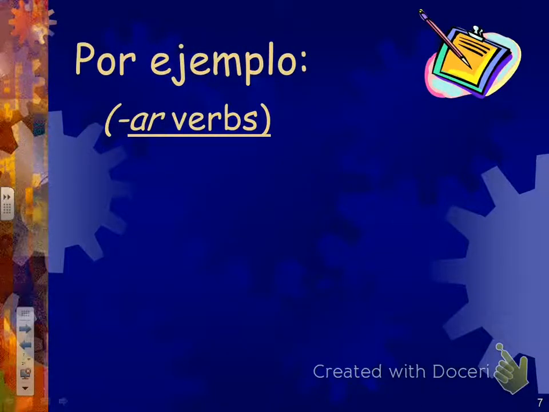No, it's a different vowel. ER verbs in present tense, it's EMOS. ER verbs in preterite are IMOS. Okay, that's the only difference. Okay, so let's look at these.